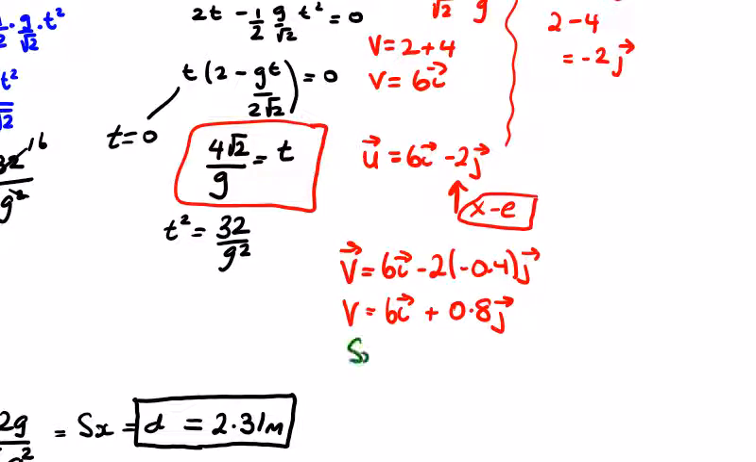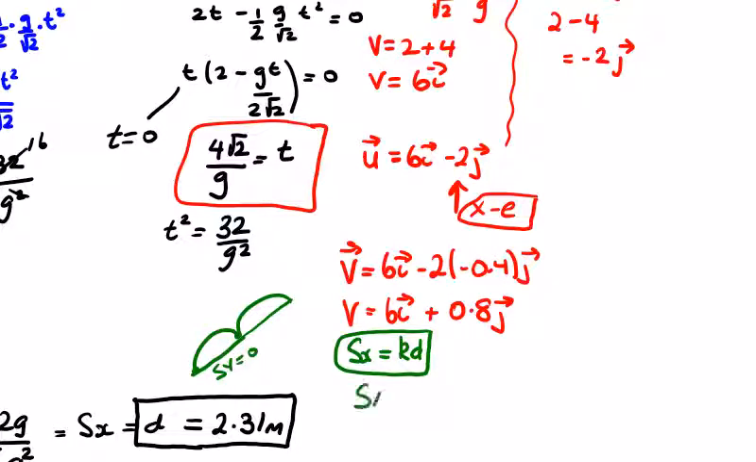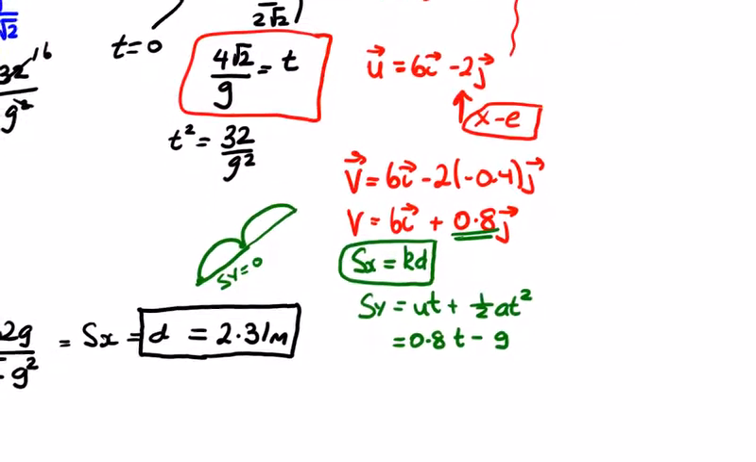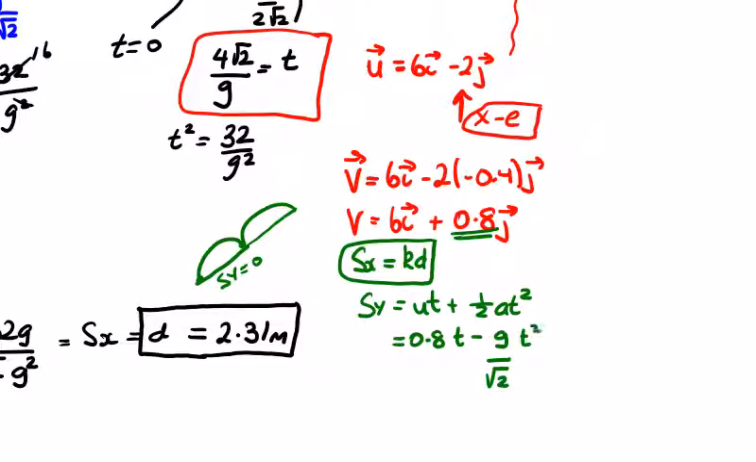So s of x is equal to k times d. So we're going to need the time taken for it to go from the first bounce to the second bounce. So again, s of y will be equal to 0. So let's say s of y is equal to ut plus a half at squared. So my u is 0.8 times t. My acceleration will be the same, minus g over root 2 times t squared.